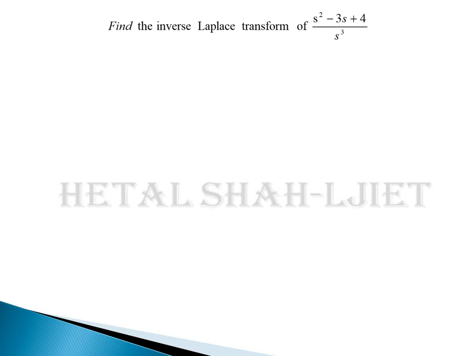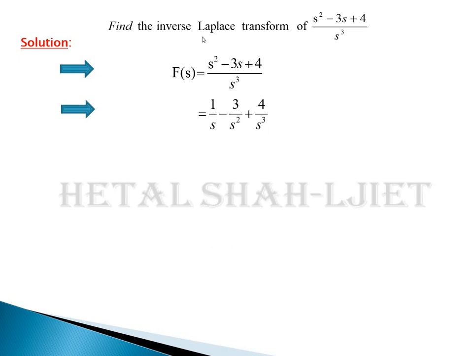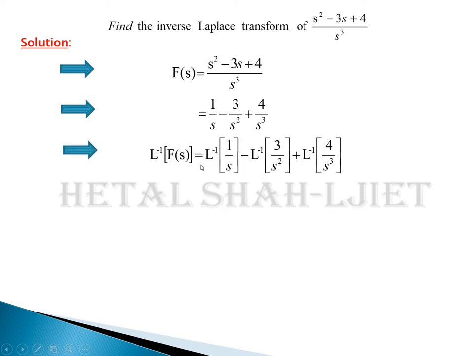Find the inverse Laplace transform of s square minus 3s plus 4 upon s cube. So here this is our f of s. By individual division, s square upon s cube is 1 by s, 3s upon s cube is 1 upon s square, and 4 upon s cube. So Laplace inverse of f of s is Laplace inverse of 1 by s, minus 3 into Laplace inverse of 1 upon s square, plus 4 into Laplace inverse of 1 upon s cube.